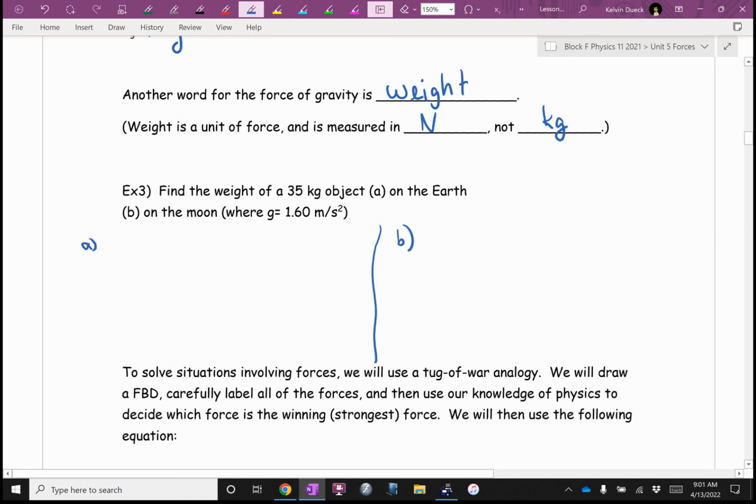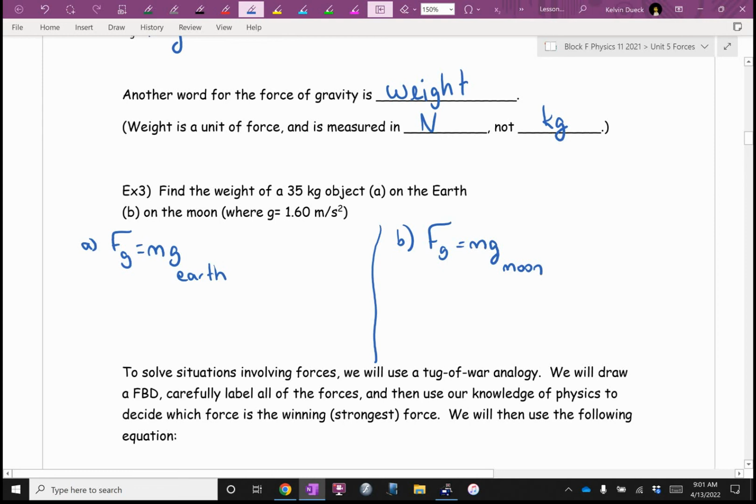Jonah, what does it want me to find? Which is another word for the force of gravity. So I'm going to go like this. Fg equals mg. Fg equals mg. Now, those might look like identical equations, so I'm going to add a subscript. On this g, I'm going to say Earth. On this g, I'm going to say Moon.